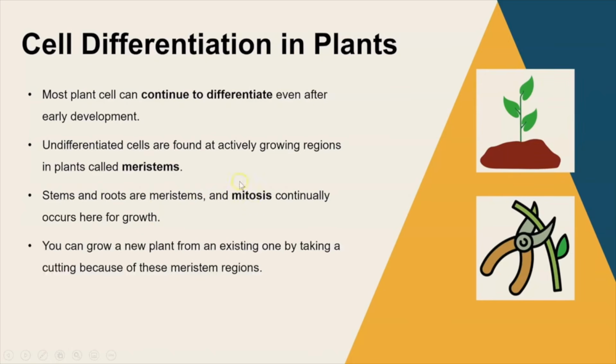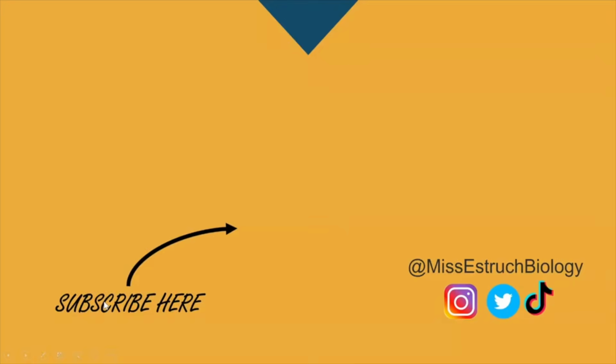So because of that, you can actually take a cutting from the tip of a root or a shoot, plant it in soil with some plant hormones, and from that tiny cutting, an entire new plant would grow. And that's because all of those cells were undifferentiated, and therefore they could then become specialised to make a whole new plant.